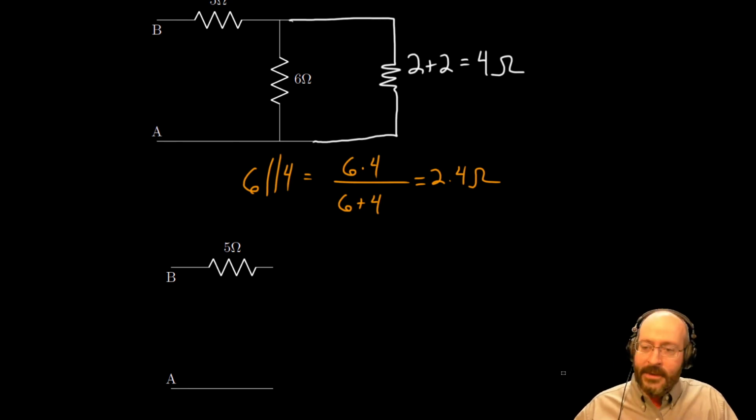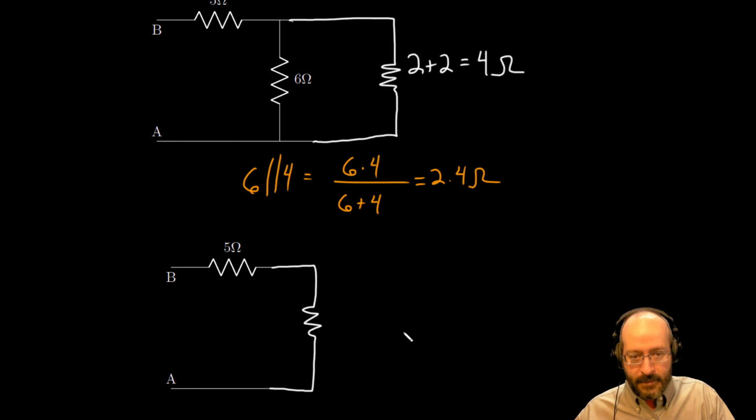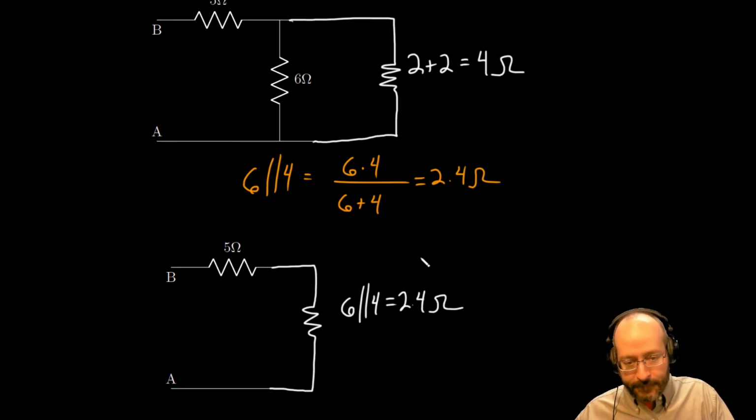There's only a 5 ohm. And we say, okay, the 6 and the 4 were connected to the right side of the 5 ohm, and they were connected to A. And that's where we're going to draw the parallel combination here. Okay, so this is 6 in parallel with 4, and that's equal to 2.4 ohms. There's a point in there.